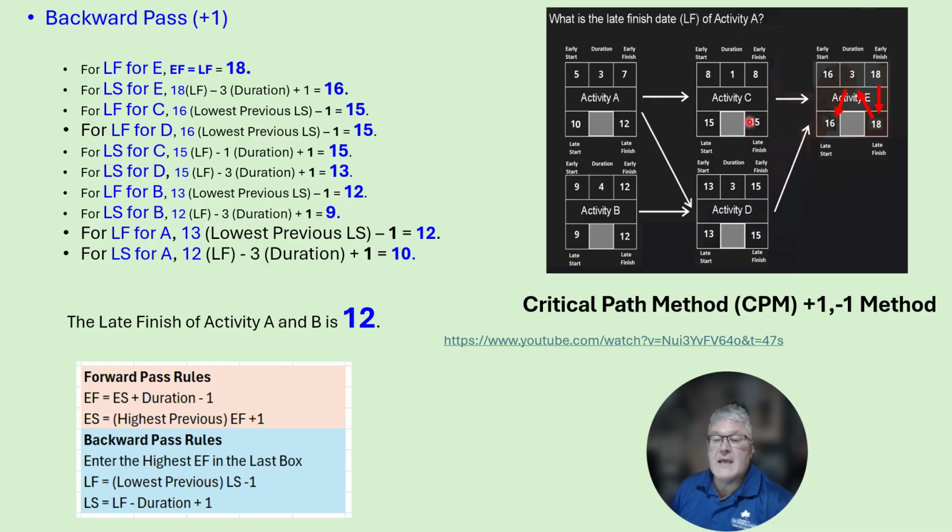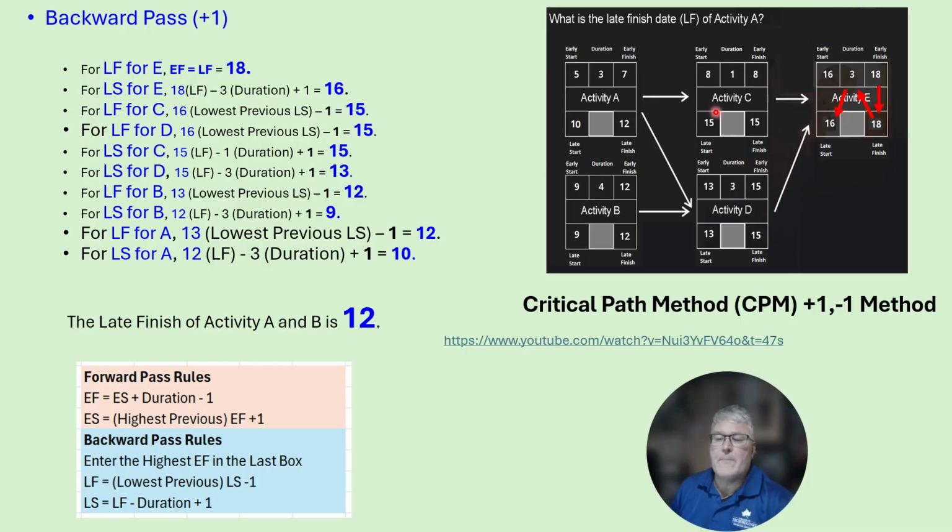Next, going back and taking a look at the late start for activity C, we take 15, and then we subtract 1, and then we add 1, and that gives us a value of 15, which is what I'm showing, how we accomplish that right here. Next, taking a look at D, I take the value of 15, I subtract 3 from it, that becomes 12. Then I add back 1, that gives me a value of 13. I'm showing how that formula works right here.